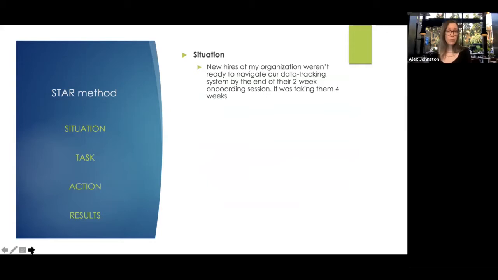Here's an example. So this is some resume language, and this is a STAR story that someone has used. New hires at my organization weren't ready to navigate our data tracking system by the end of their 2-week onboarding session. It was taking them 4 weeks. Okay, time is money. That's a problem. The task that this person had, they had to help trainees learn to use the system faster.